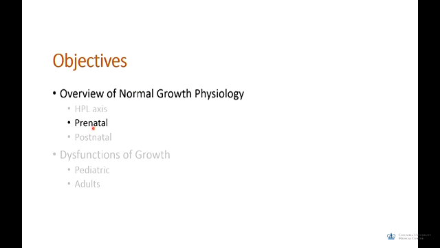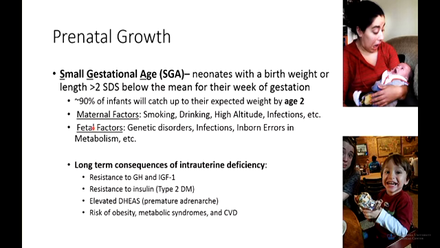With prenatal growth, we don't necessarily have the best tools to really judge a lot of these things. A lot of factors go into determining IUGR, which is intrauterine growth restriction. When we have prenatal growth, one of the things that we look at is something called small for gestational age.